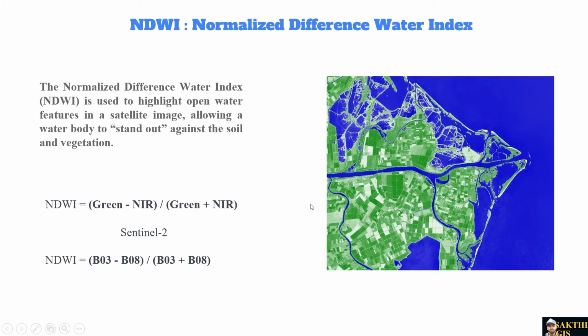Now you will see what NDWI is. NDWI is the Normalized Difference Water Index. This index formula is green band minus near infrared divided by green band plus near infrared band. The Normalized Difference Water Index highlights the open water and moisture level of particular places or satellite images. In Sentinel-2, the green band is band 3 and the near infrared band is band 8, as we already know. So we need to apply this formula.